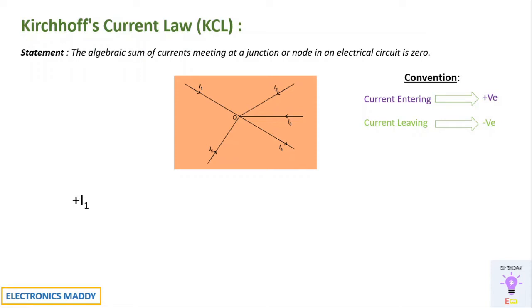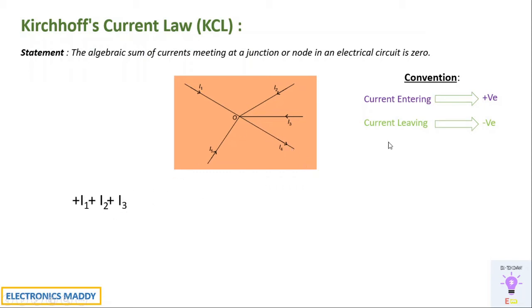So let's get started. Plus I1. I1 is the current entering, so we will be representing it as positive, plus I1. Now I2 is also current entering, so we'll add plus I2. I3 is also current entering, so we'll take it as plus I3.